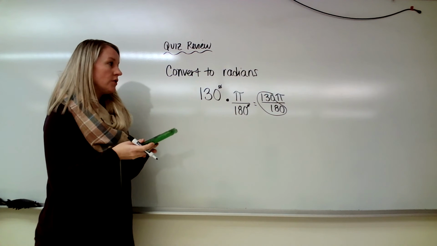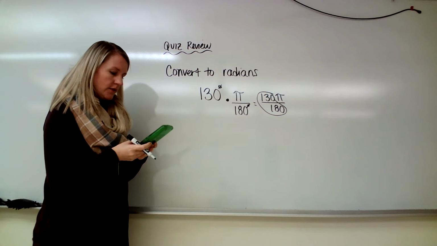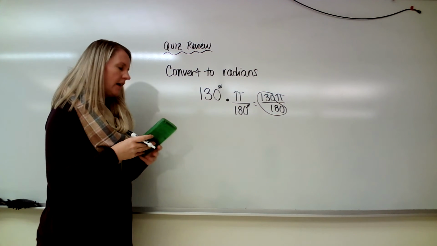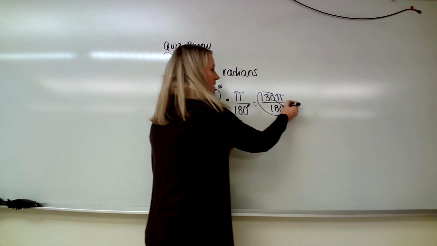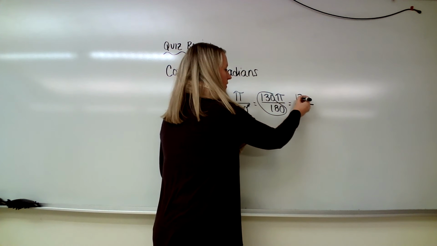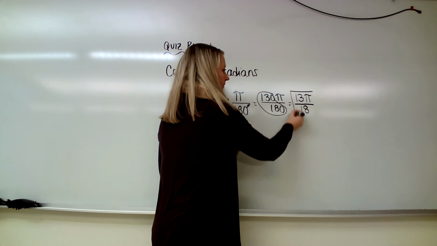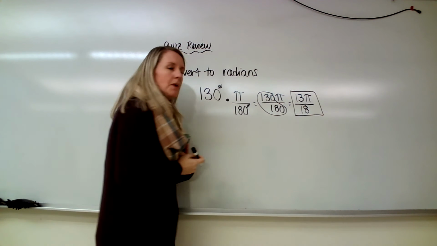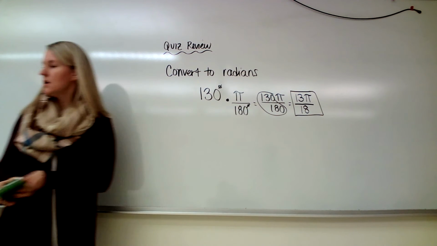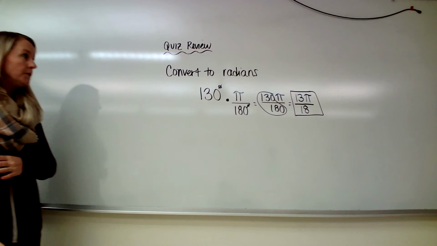So I'm just going to reduce 130 over 180. I can definitely do that in my head, but I'm just checking. Yeah, it's just 13 over 18. So my final answer would be 13 over 18, but just remember to keep that pi. And that would be your answer. So nothing too terrible.